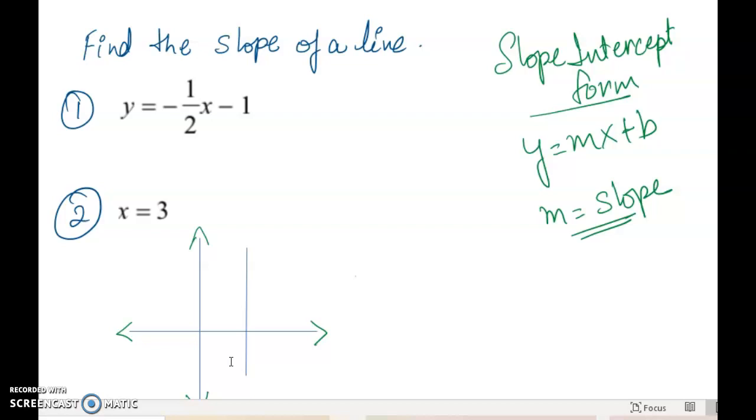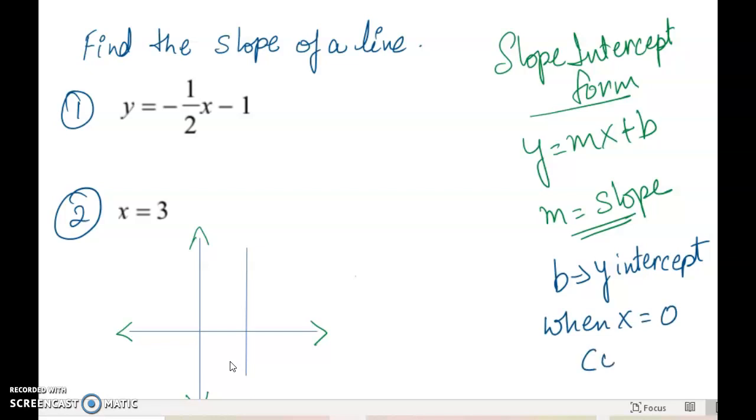In this case, they are asking us to find the slope of a line and they have given us one equation. If we remember, the slope-intercept form says y is equal to mx plus b, in which m is the slope and b is the y-intercept. Now what is an intercept? The y-intercept is where x is 0. So in the coordinate plane, it is the ordered pair 0, b. X is 0, that is why we have the value of b as the intercept.